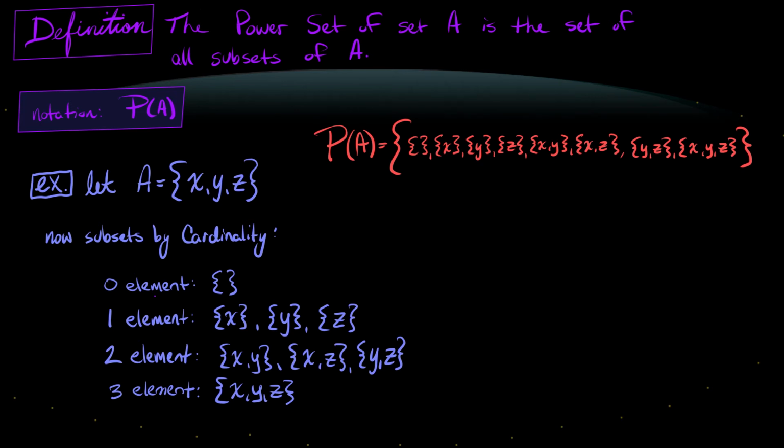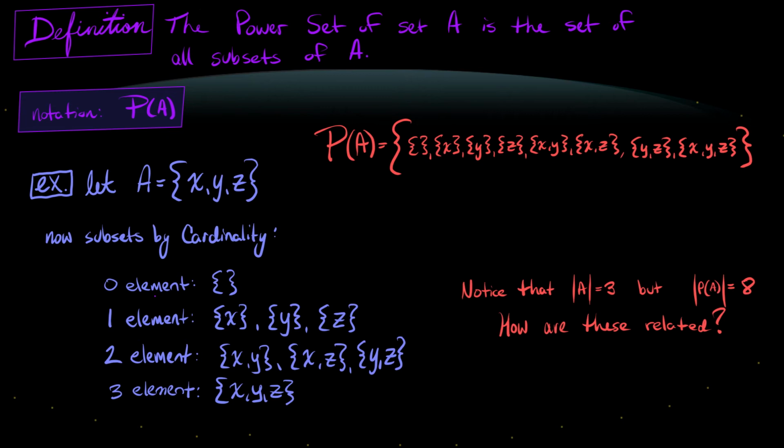And so one thing to notice here, this doesn't usually happen in mathematics, but if we look at the cardinality of A, it's really 3. And the cardinality of the power set here, we'd have to count up every subset and we end up with 8. And so a natural question to ask is, how are these going to be related? More specifically, if we know the cardinality of A is equal to n, what's the cardinality of the power set of A?